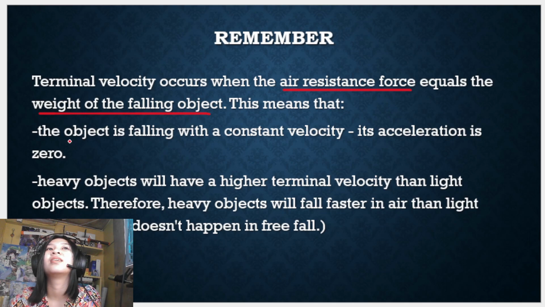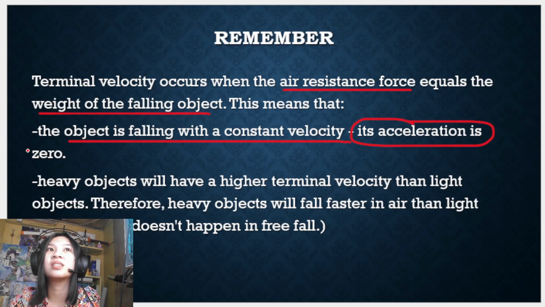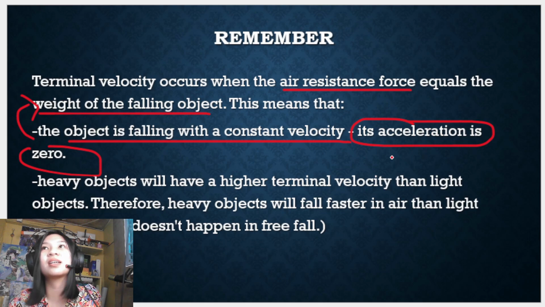Means that the object is falling with constant velocity, its acceleration is 0. At terminal velocity, when they become equal, the velocity is constant. The acceleration is gone, or our acceleration is 0.